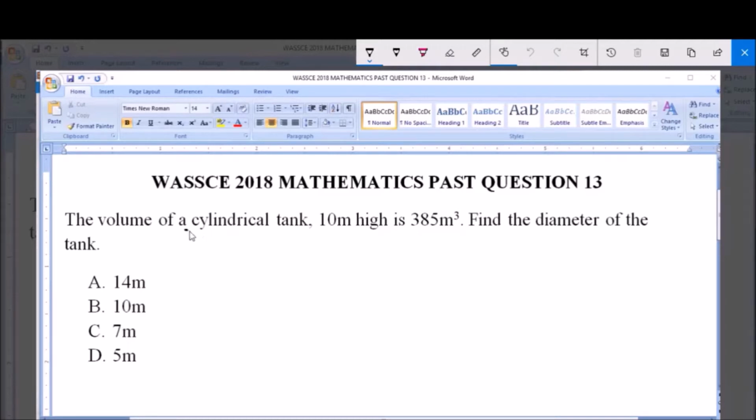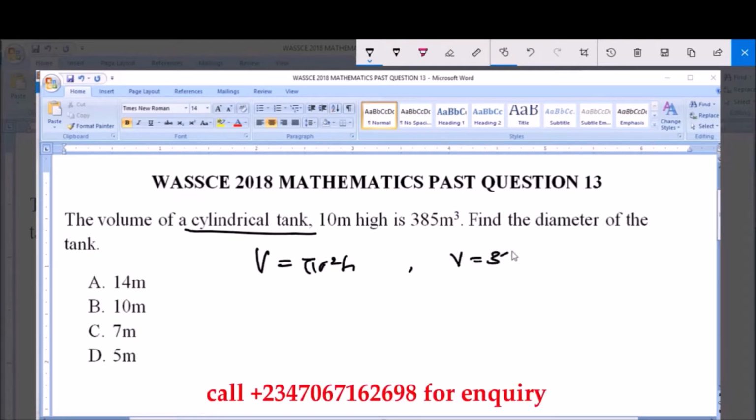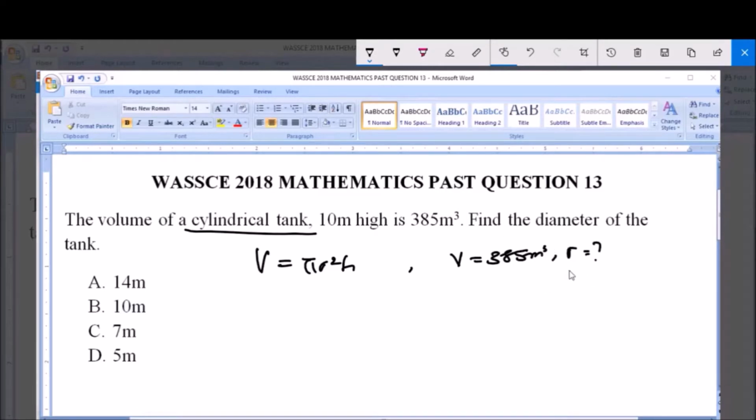Now a cylindrical tank is a cylinder, and the formula for calculating the volume of a cylinder is pi r square h. Now we're given that the volume is 385 meter cube. The radius is what we're looking for. For us to find the diameter, we have to find the radius, since we know that diameter d is equals to 2 times radius. Now the height is given to us to be 10 meters, and our pi is equals to 22 all over 7. So from this we can find the diameter of this tank by simply finding the radius first.